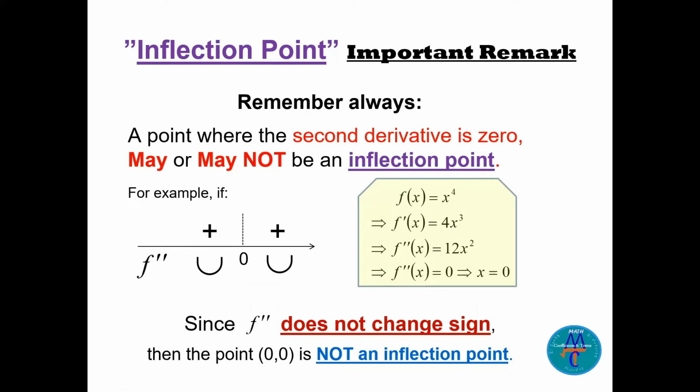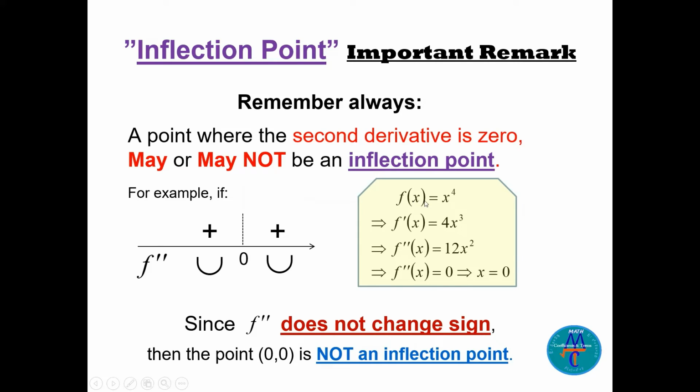Inflection points, important remark here. A point where the second derivative is 0 may or may not be an inflection point. It's not always when we put the second derivative equal to 0. Look at this nice example.